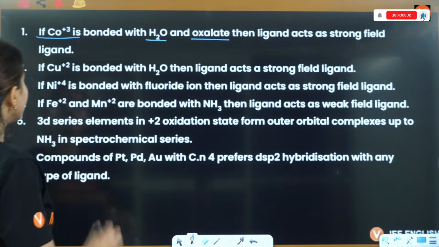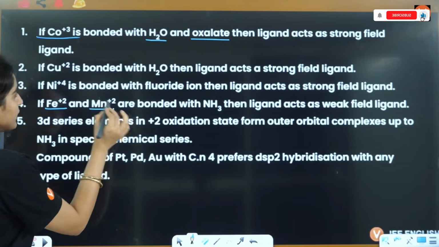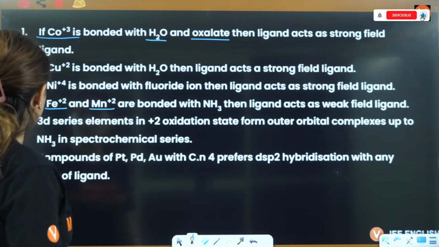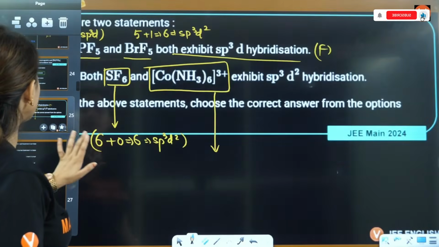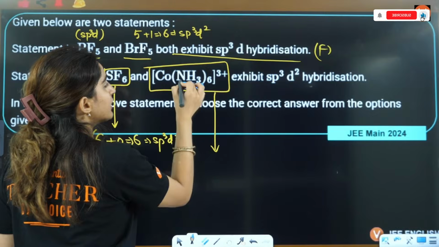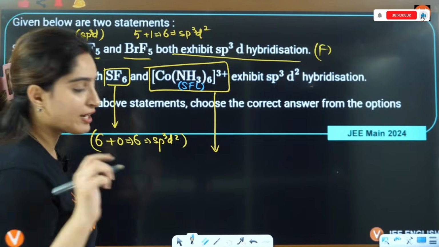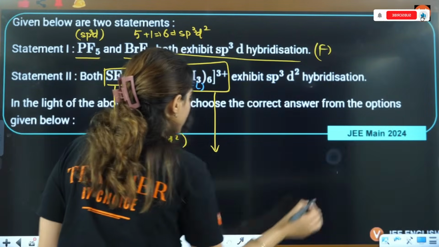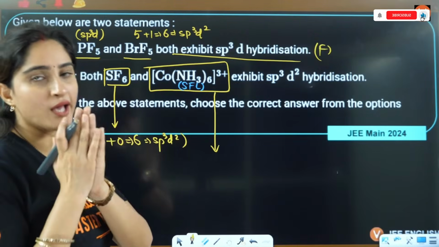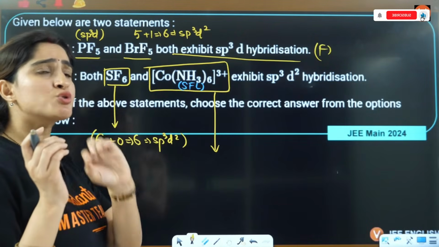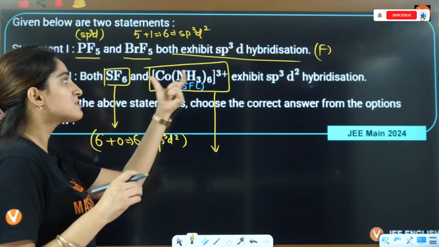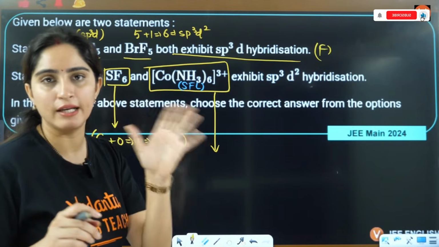So actually with Fe2 positive and Mn2 positive, this ammonia behaves as a weak field ligand, otherwise it's a strong field ligand, right? So here this is a strong field ligand. Ammonia is a strong field ligand. I'll tell you one more thing here. Firstly, just remember that ammonia is a strong field ligand. Why, we'll talk about in the spectrochemical series. For now, just remember this is a strong field ligand, right?